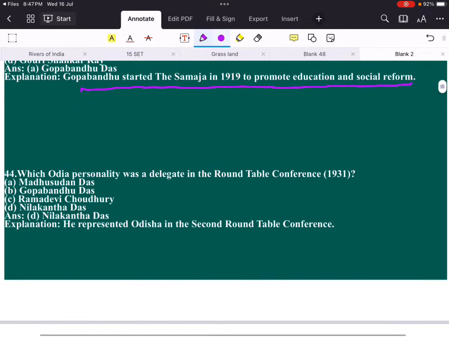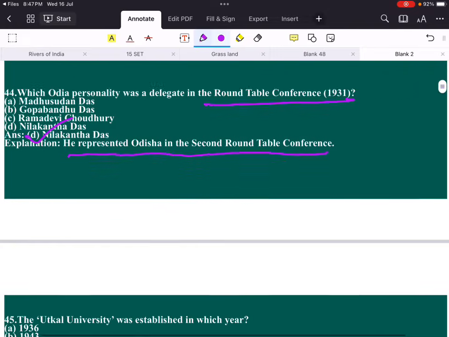Which Odia personality was a delegate in the Round Table Conference in 1931? That is Nilakantha Das. Option D. He represented Odisha in the second Round Table Conference.